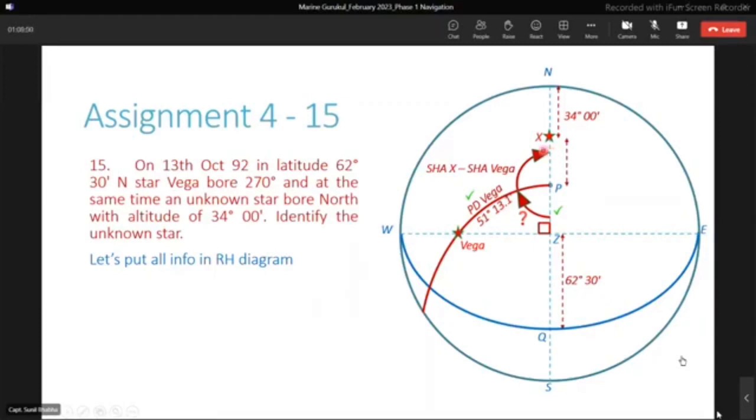Now, to identify a star, along with SHA, we also need its declination. Okay, before I proceed ahead with declination, have a look, beta. Let me know if any doubts are there in SHA.